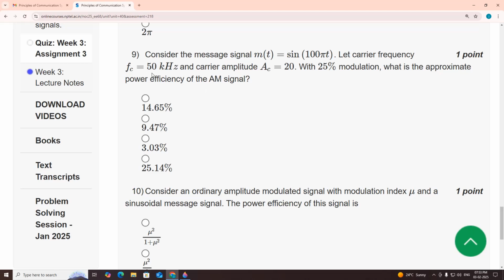Ninth one, consider the message signal m of t equal to sin 100 pi t. Let the carrier frequency be fc equal to 50 kilohertz, and the carrier amplitude is 20, with the percentage modulation of 25. What is the approximate power efficiency of the AM signal?